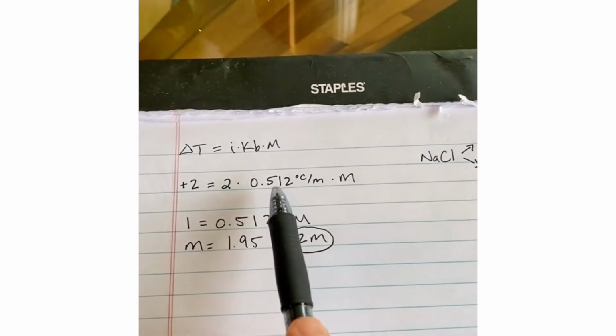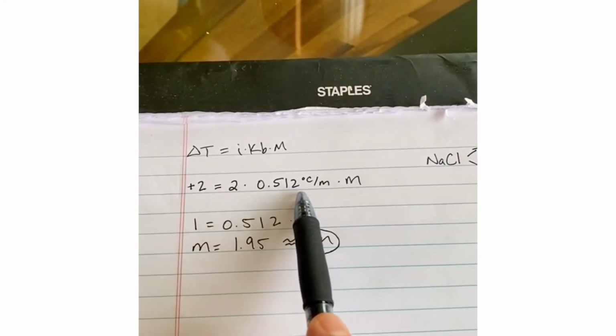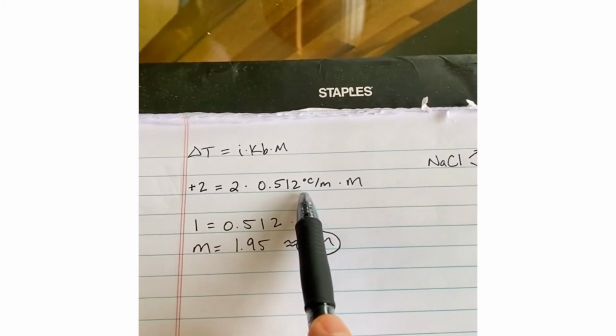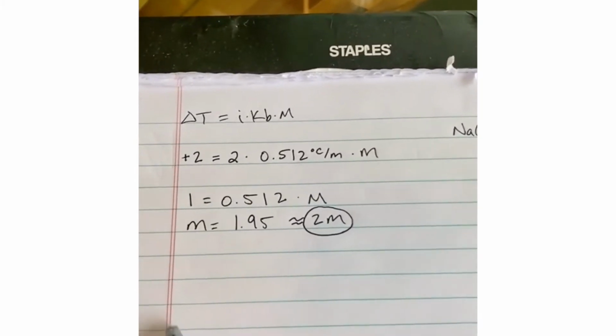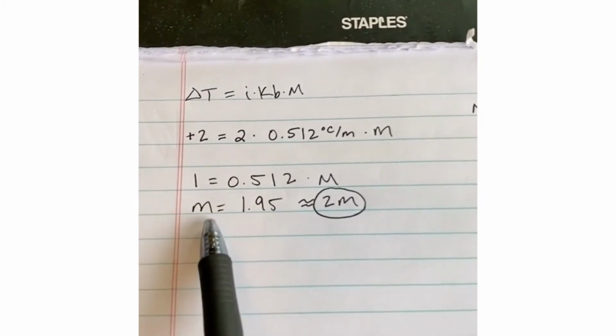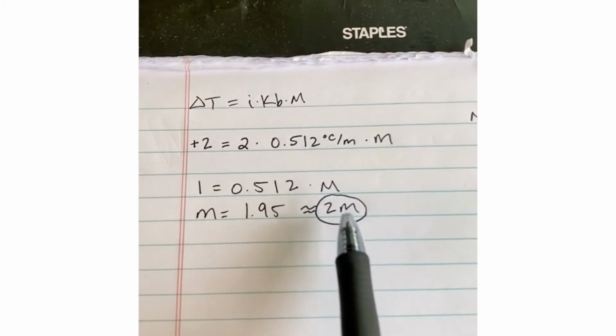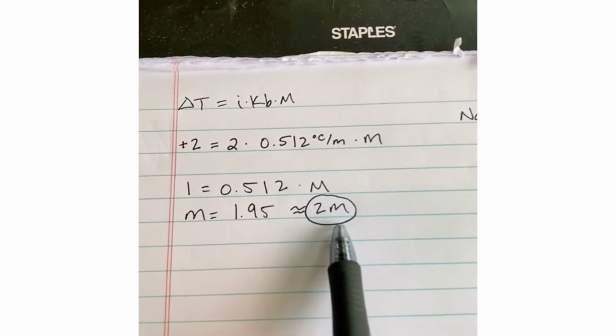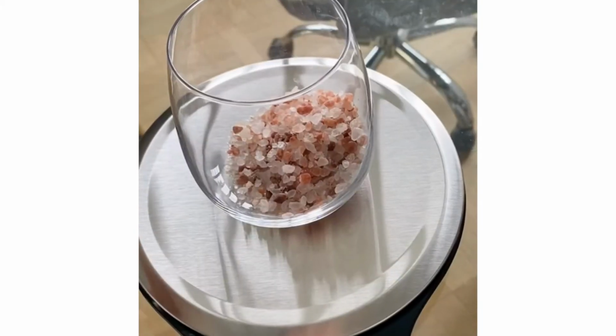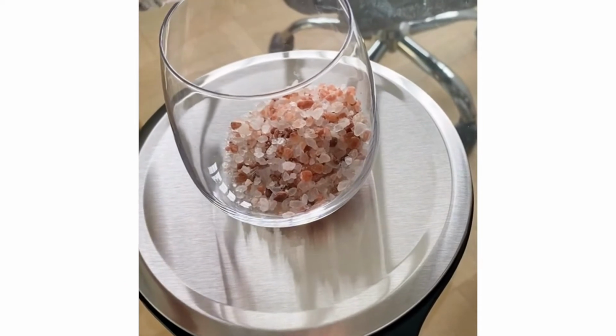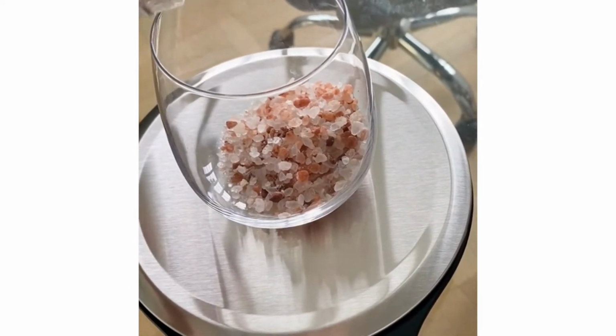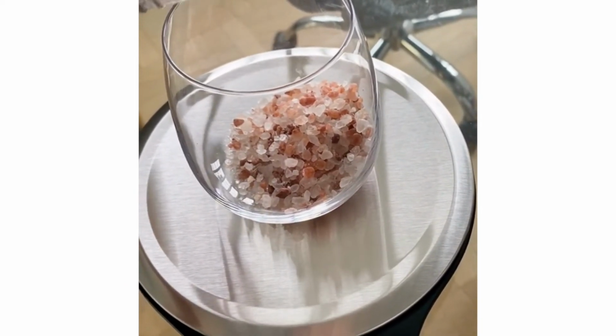I googled the KB of water and came up with 0.512 degrees Celsius per molal. Then I solved for molality and found that I needed a 2-molal solution to increase my boiling point by 2 degrees. Note that molality, which is moles per kilogram of solvent, was used here instead of molarity.